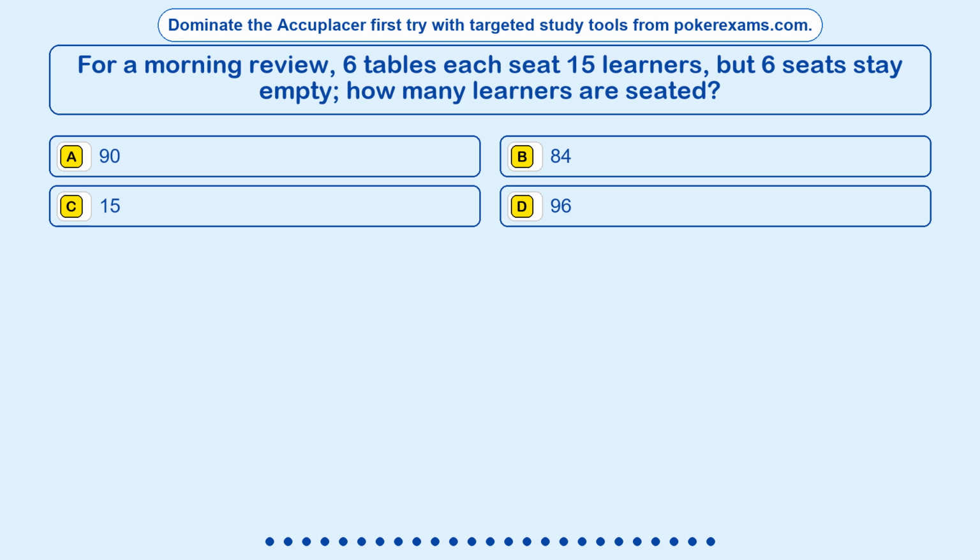Question 1. For a morning review, 6 tables each seat 15 learners, but 6 seats stay empty. How many learners are seated? Option A, 90. Option B, 84. Option C, 15. Option D, 96.